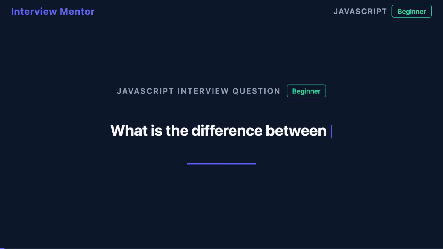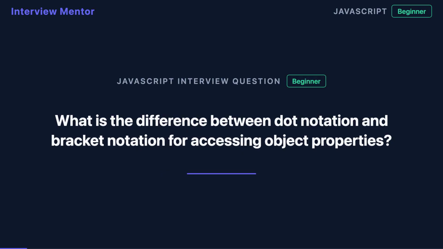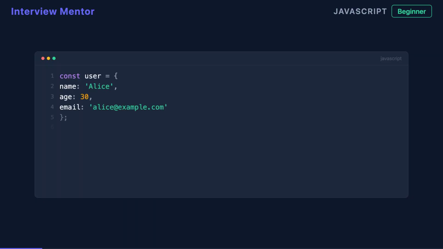Here's a question that trips up beginners. What's the difference between dot notation and bracket notation for accessing object properties? The answer reveals a fundamental concept about how JavaScript handles property access. Let's start with the basics.